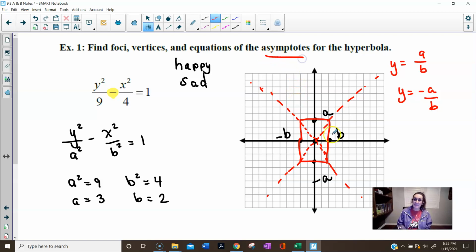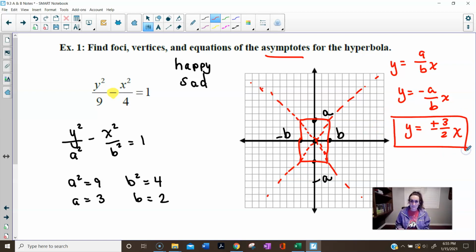It says find the asymptotes. Well, it would just be y equals 3 over 2, y equals negative 3 over 2. So y equals plus or minus, oh, and this is going to be x, of course. Y equals plus or minus 3 over 2x. And that's the equation of the asymptotes.